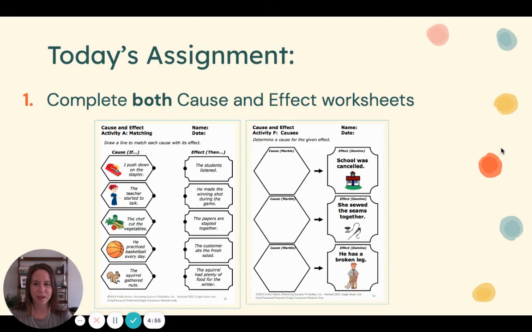For your assignment today, you'll have two worksheets to complete that show your knowledge of cause and effect. One is a cause and effect matching sheet, and another gives you the effect but wants you to think of a cause that makes sense.